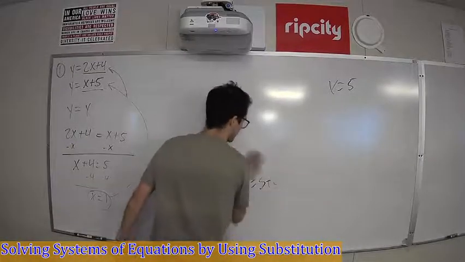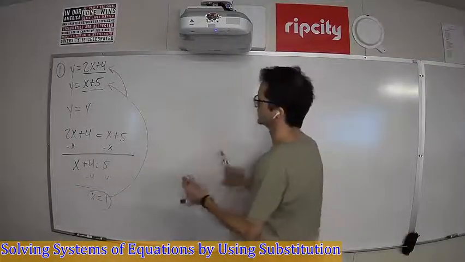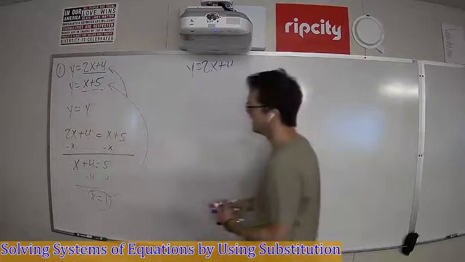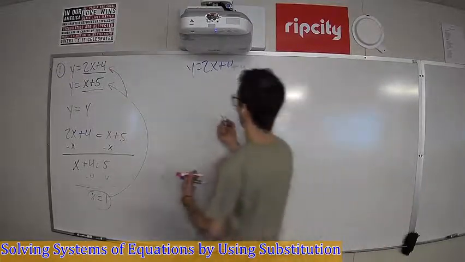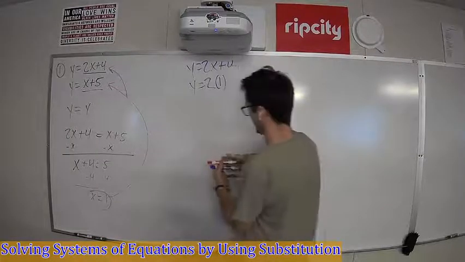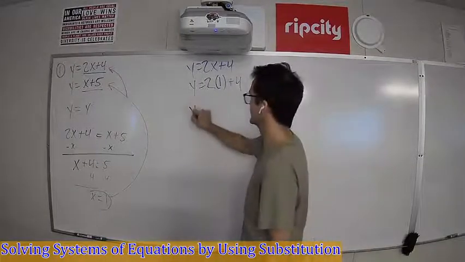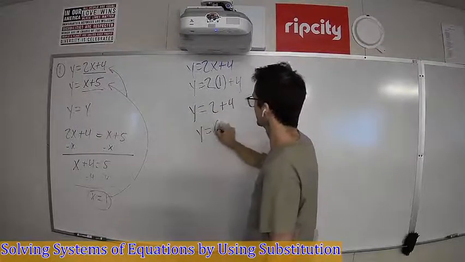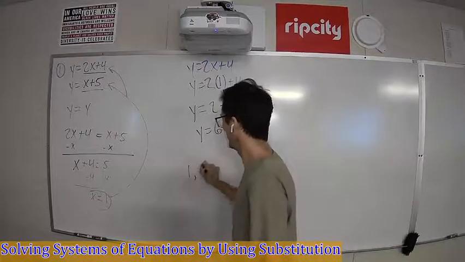Let's erase this other example. And I'll take the top equation, which is y equals 2x plus 4. And our claim is that x equals 1. So I'm going to plug that 1 in for x. y equals 2 times 1 plus 4. Now when we PEMDAS this thing, y equals 2 plus 4, y equals 6. So we are claiming that our solution then is at 1 comma 6.